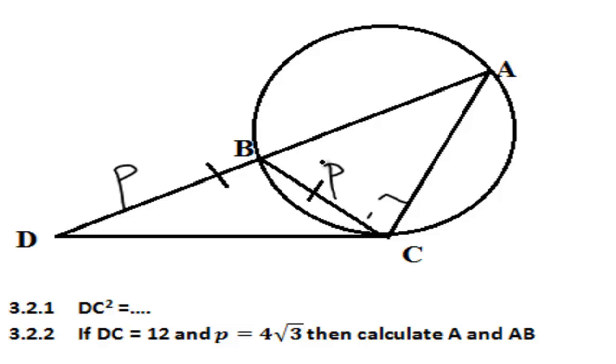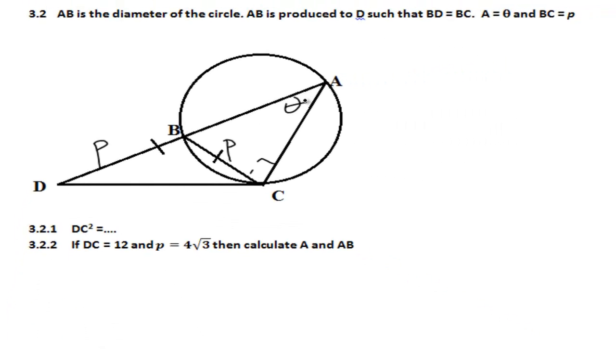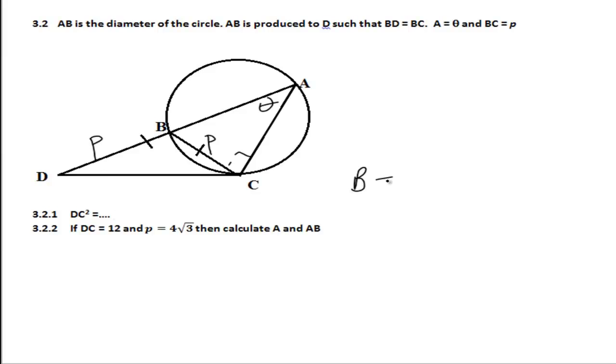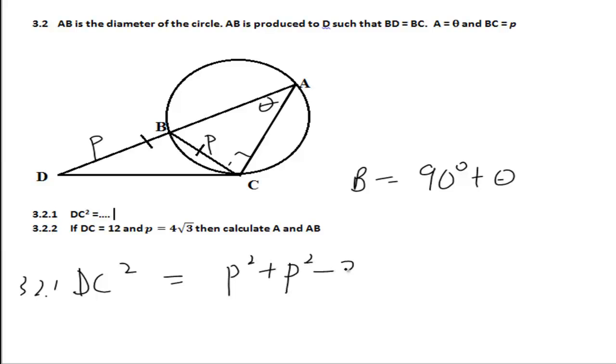So if A is theta, then the angle B is equal to 90 plus theta. So in this triangle here, we want DC squared, I'm going to use the cosine rule because I've got two sides and the included angle. So DC squared is equal to p squared plus p squared minus 2 times p times p times cos of the included angle, which is 90 plus theta.